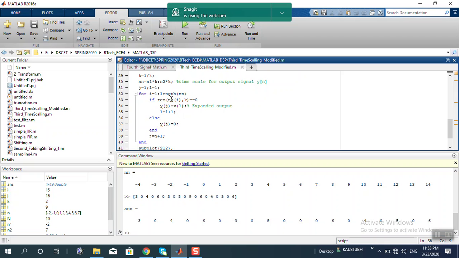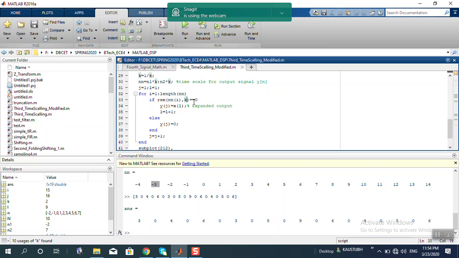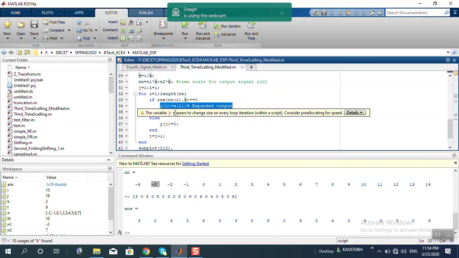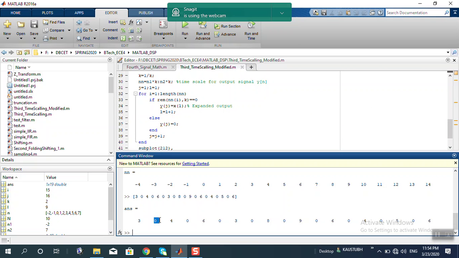Suppose this condition is not met, then y of j is equal to 0. We'll come to that. Now this part is executed, so this else will not execute. j becomes 2 now. Now it goes out of the loop, so it goes to i is equal to 2 now. Remainder of nn(2). What is nn(2)? Minus 3 divided by k. It is not divisible, it is not equal to 0, so this part will not execute. Else, it will execute, then y of j, so j becomes 2. Since y of 2 is 0, this is 0, and so on and so forth, it will go on.